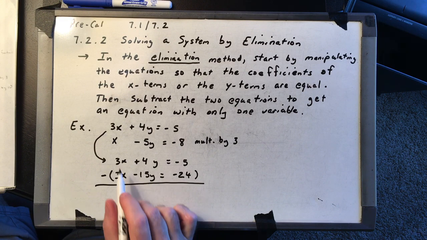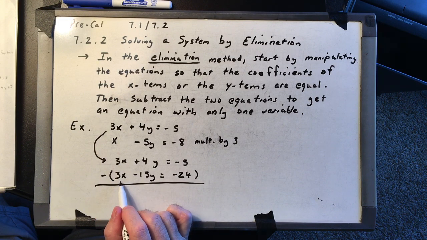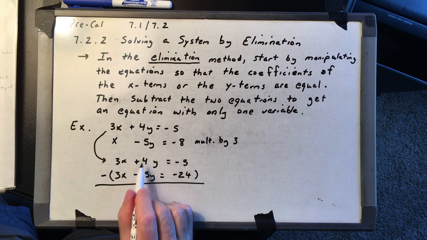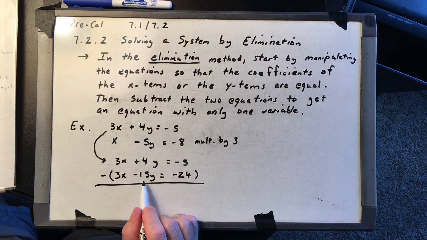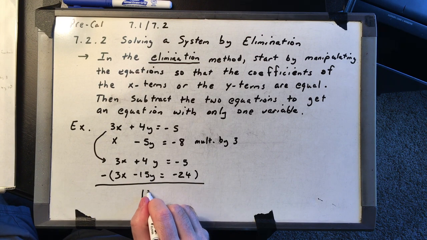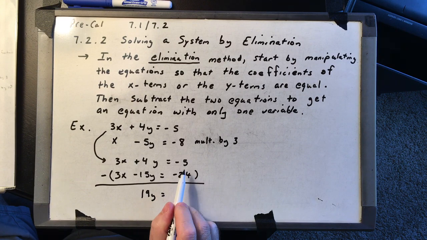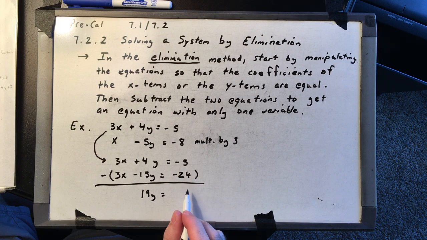So here's our elimination. So 3x minus 3x, the x term goes away. 4 minus -15 would be 4 plus 15, so that's 19y. And -5 minus -24 is -5 plus 24. That's 19. So y is equal to 1.